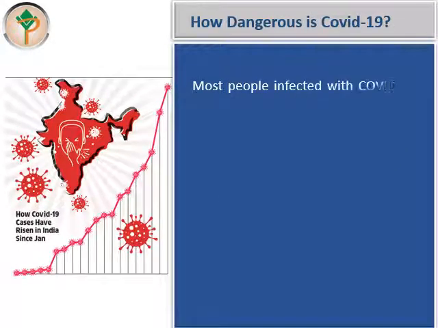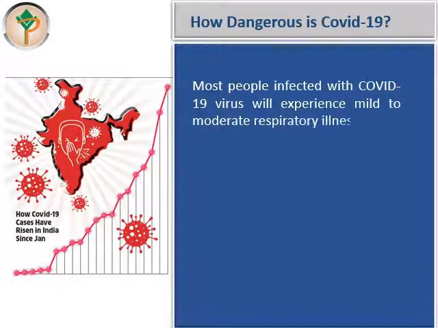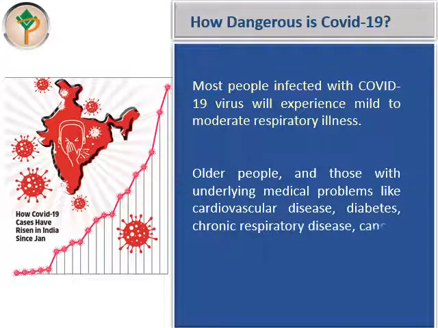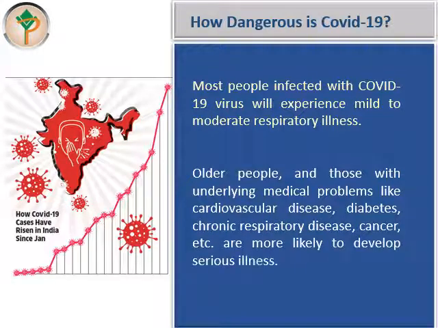It is observed that most people infected with the COVID-19 virus will experience mild to moderate respiratory illness. However, older people and those with underlying medical problems like cardiovascular disease, diabetes, chronic respiratory disease, cancer, etc. are more likely to develop serious illness.